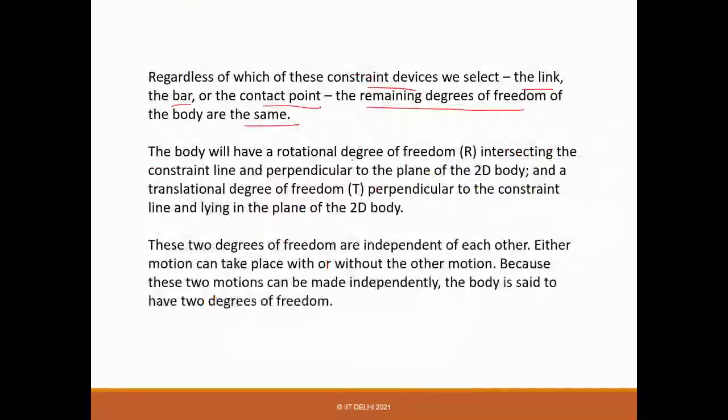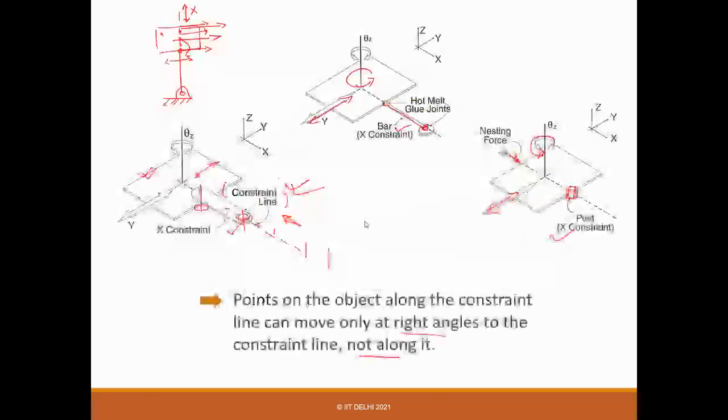So the body will have a rotational degree of freedom intersecting the constraint line and perpendicular to the plane of the 2D body, and a translational degree of freedom T perpendicular to the constraint line. So these are the directions you have to just figure out. It might be very obvious to me, but if you are not able to, just try. These things are very easy to try, because you can just have a tag pin and fold a paper and put it, and then just try to have that kind of motion.